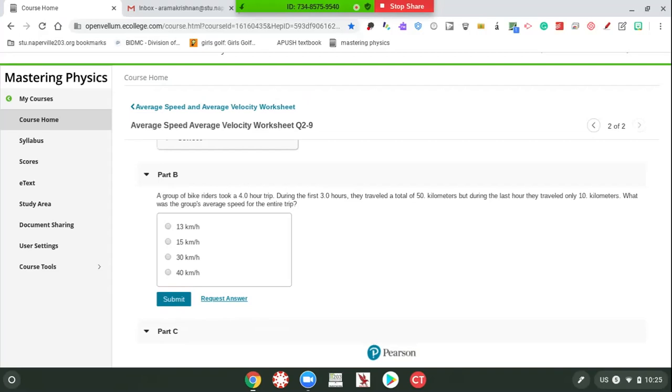Yeah, what is the average speed? Wouldn't it be? Average speed is total distance by total time. Yes, so 60 kilometers total over 4 hours. Yeah, 60 by 4, that is 30 by 2, that is 15. Yeah.